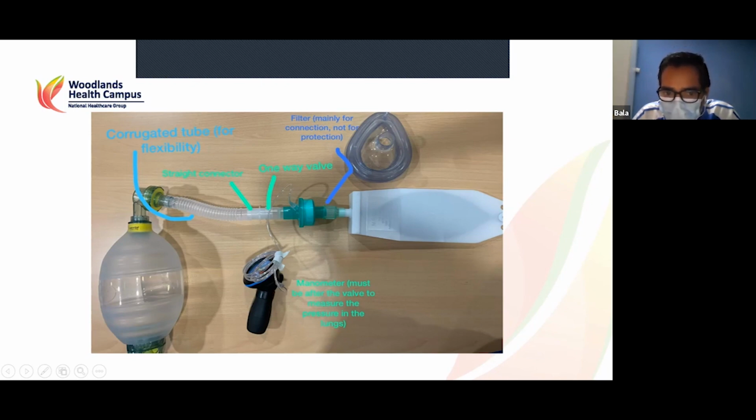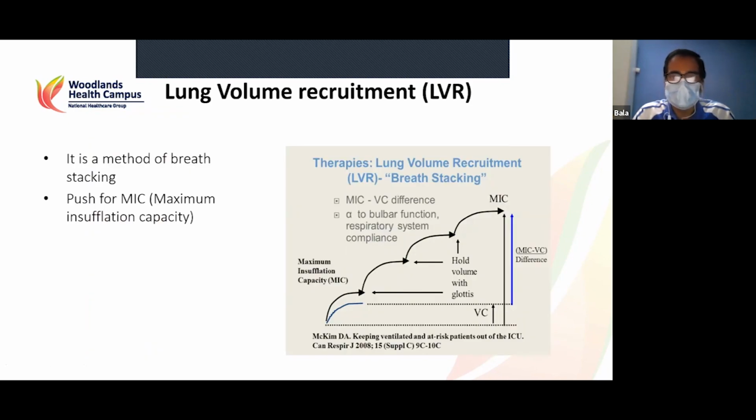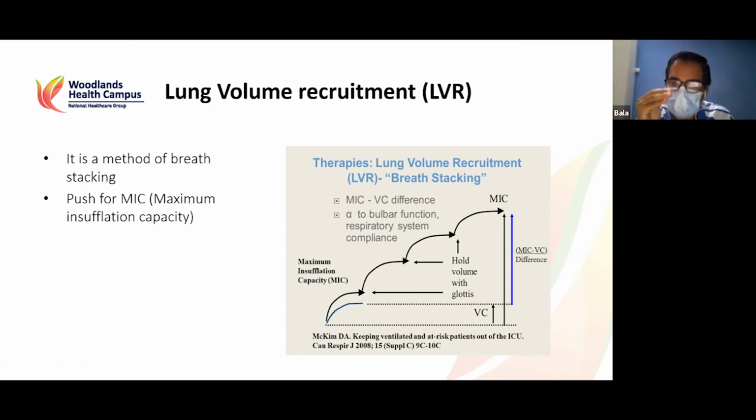Initially, for demonstration purpose, this is a model lung. We use this just to see how much the pressure is developing. So this is how the circuit is for LVR. So just go through one more time. Corrugated tube, one-way valve, there's a connector, and then a one-way valve. And then this is a monitoring device here. There's a filter which you use to connect to the manometer. And then you directly connect to the face mask. And you can apply to the patient. Okay, so this is your LVR circuit.